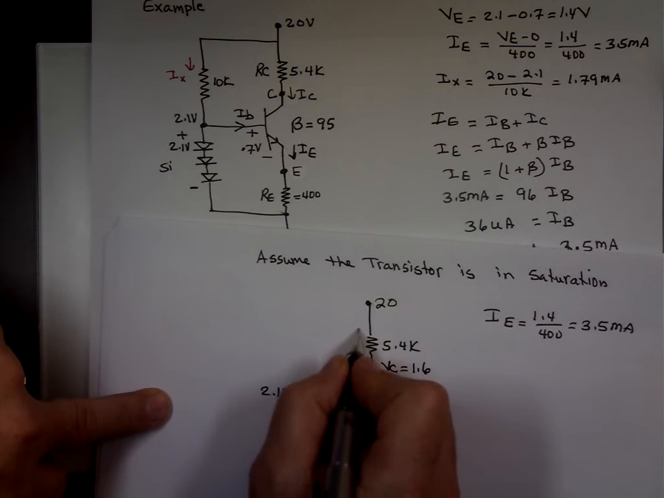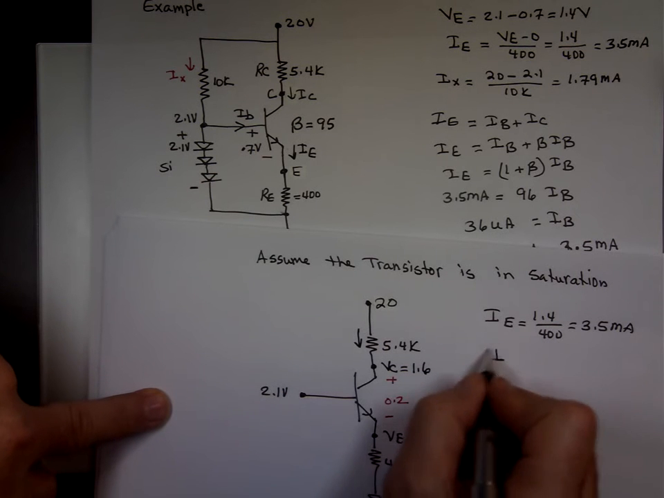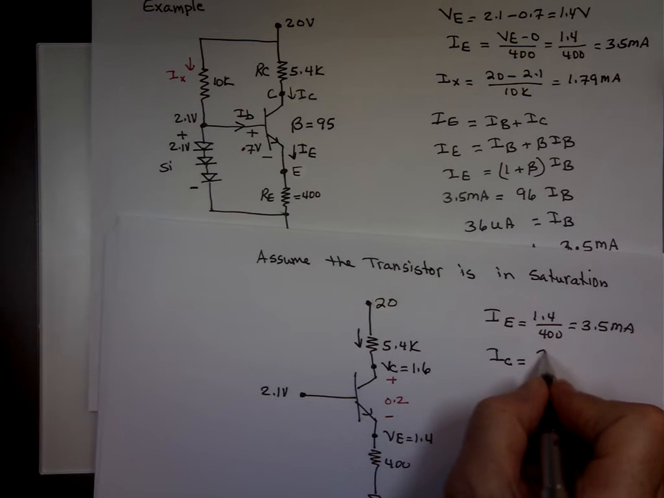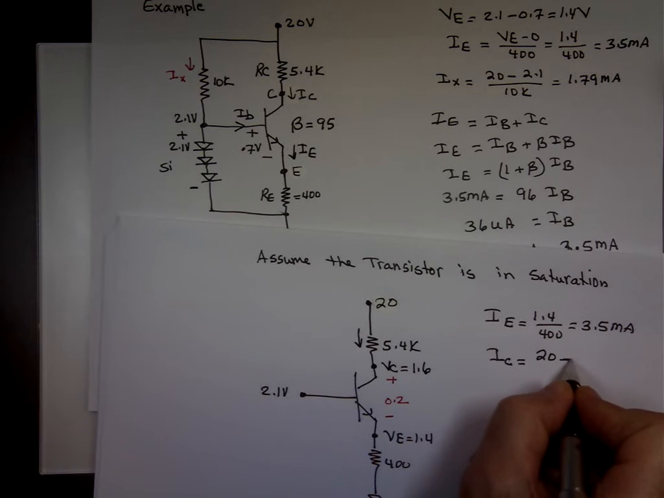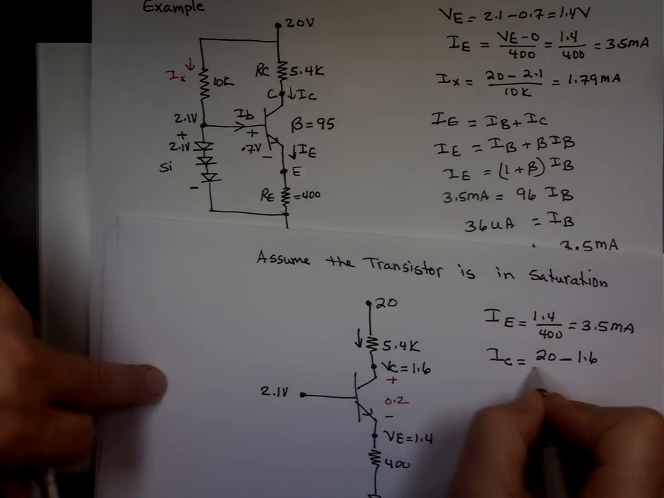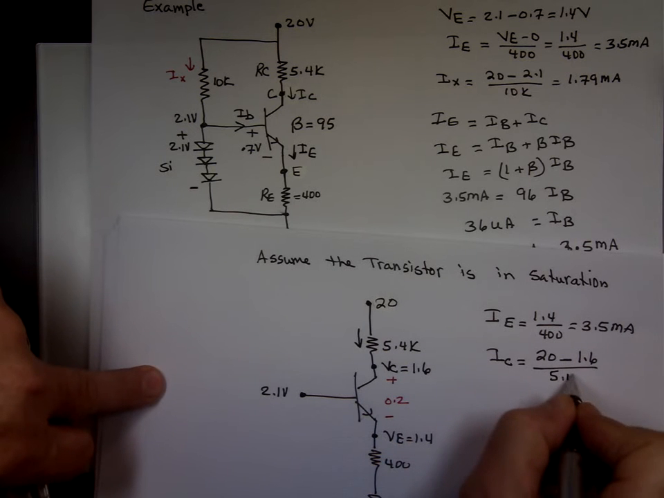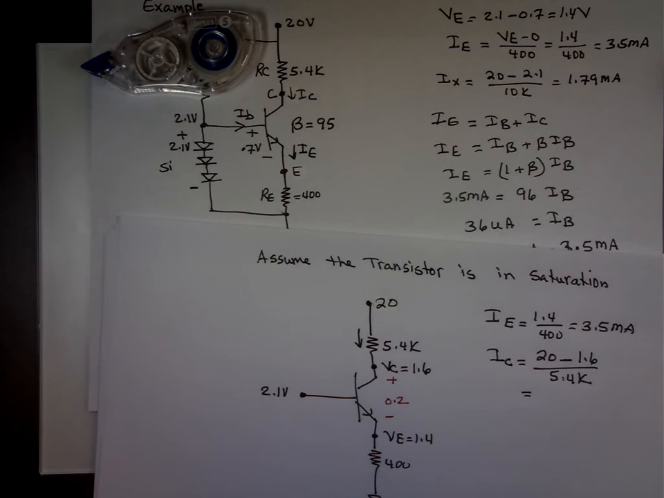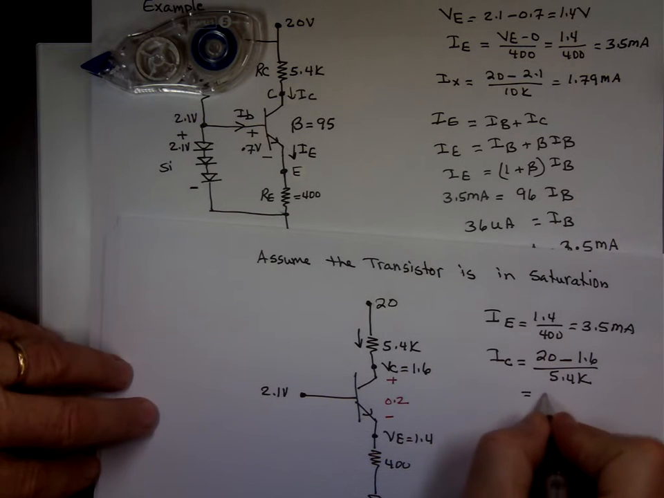So what's this current? That's I sub C. It's going to be 20 minus the 1.6 divided by 5.4K. Hopefully it's going to be less than that, because it can't be more than I sub E. And you divide that by 5.4, and that's 3.41.